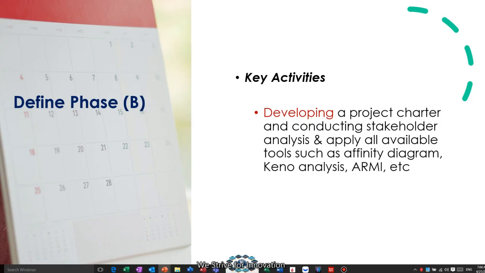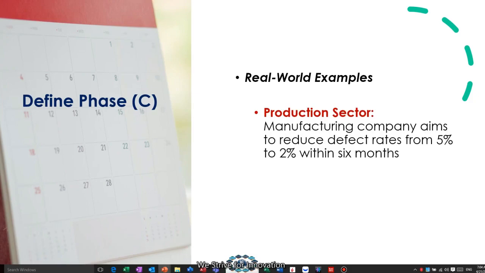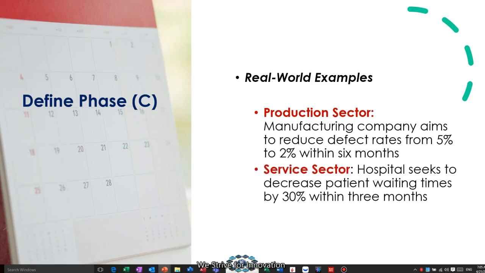analysis, and so on. Real world example: if you are in the production sector, let's say you have a manufacturing company and you are aiming to reduce the defect rate from 5% to 2% within the next 6 months. And if you are in the service sector, let's say you have a hospital, you are seeking to decrease patient waiting time by 30% within 3 months.